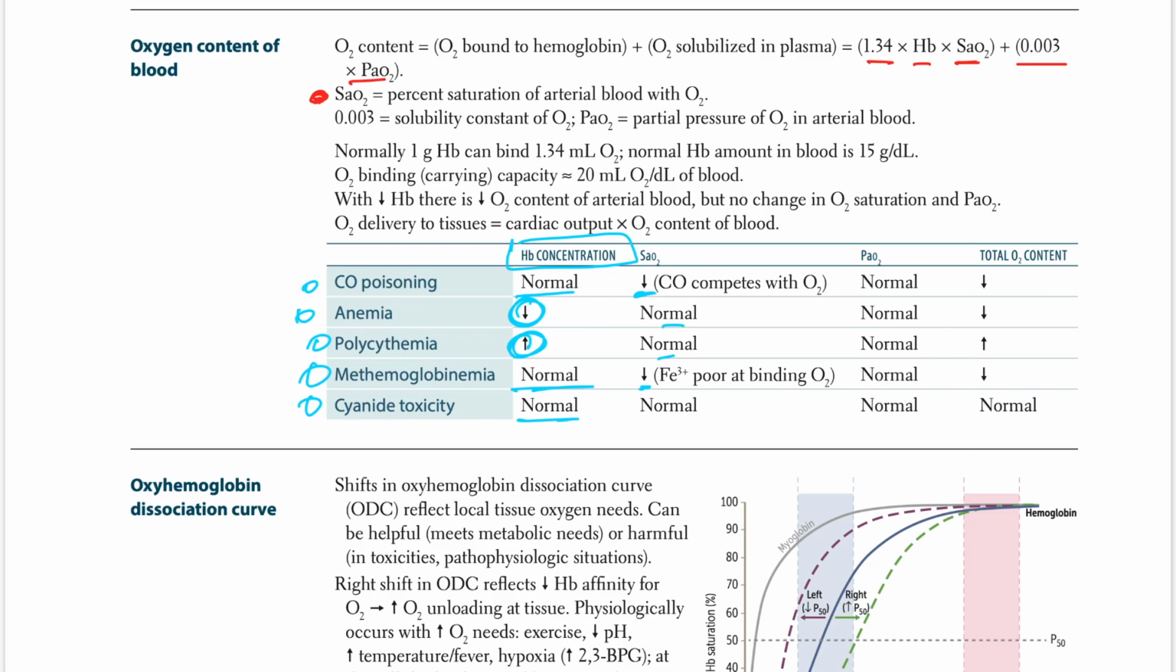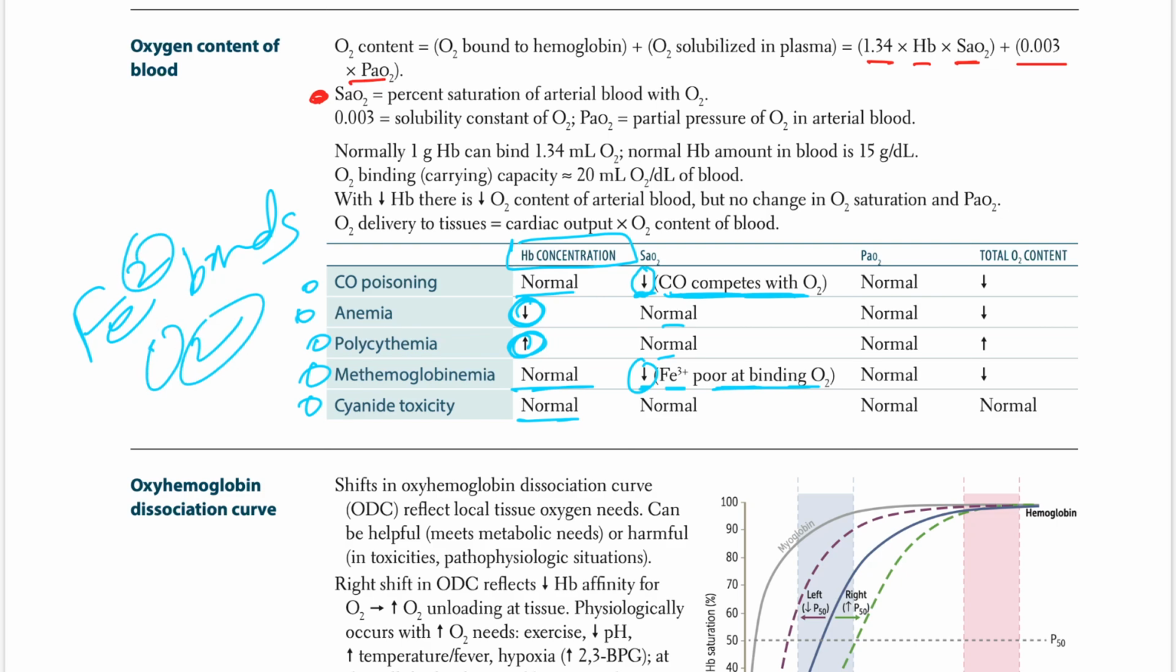Okay, wait, let's talk about CO first. Carbon monoxide would compete with oxygen, that's why the saturation is decreased. Here, why is it decreased? Because the Fe3 state, which is the ferric state, has a poor binding for O2. If you recall from Pathoma, it's Fe2 that binds O2, so all the 2's bind together. This is Fe3, so there's a poor binding.